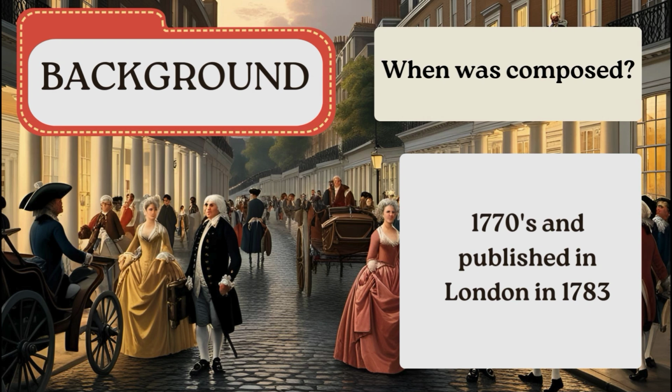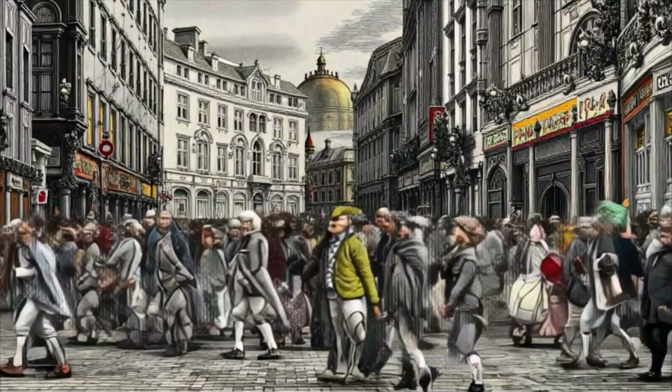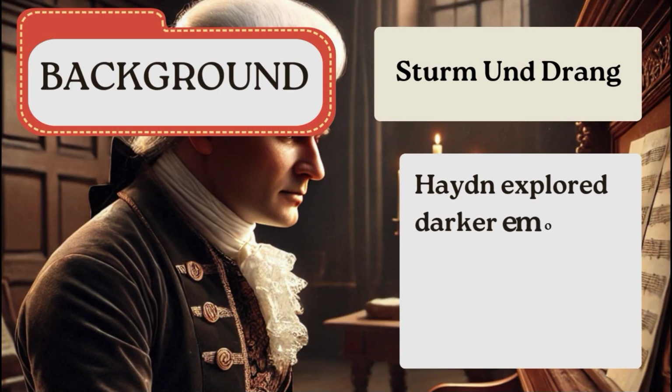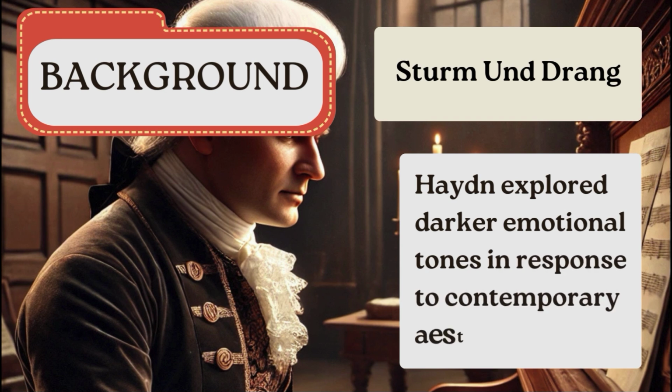This piece was composed in the late 1770s and published in London in 1783. This sonata emerged during Haydn's Sturm und Drang, storm and stress period. This approach illustrates Haydn's innovative balance of emotional depth and classical decorum. Even as the sonata ventures into a rare minor key territory, it does so within the elegant structural framework typical of the classical style.